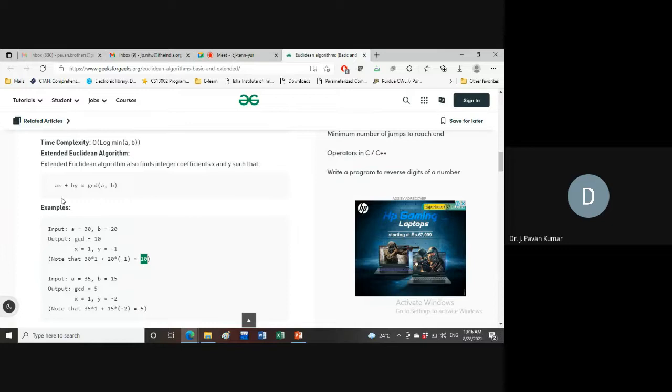So can we write this for every two numbers a and b? Can we write ax plus by is equal to the GCD of both the numbers? Yes. Why? Because the GCD is a factor of both the numbers a and b.